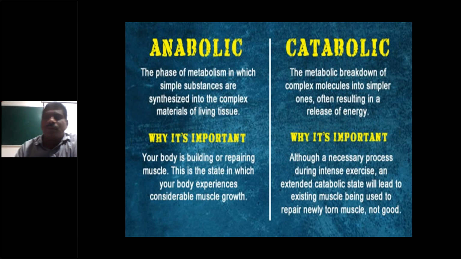Then what is catabolism? Catabolism is the metabolic breakdown of complex molecules into simple ones, which is very much required for energy release. How is this energy released? By breakdown of the complex molecules. Catabolism occurs during intense exercise. An extended catabolic state will lead to existing muscle being used to repair newly torn muscle. So catabolism is a continuous process.